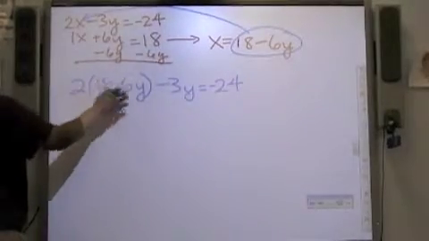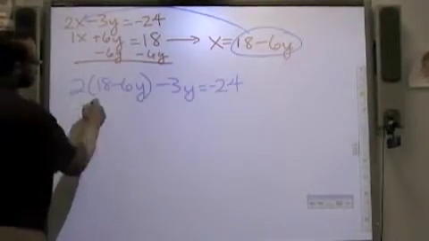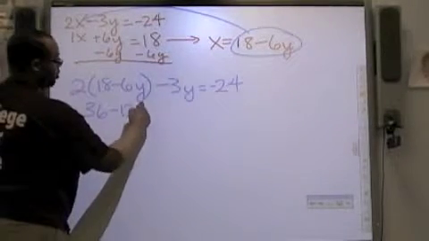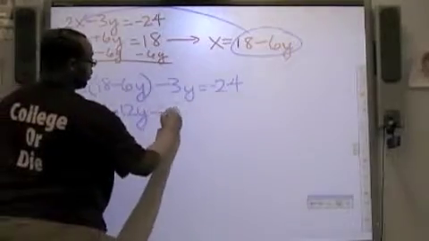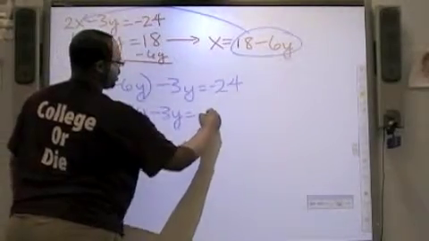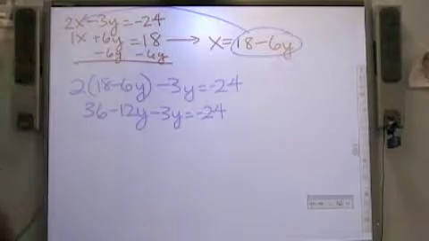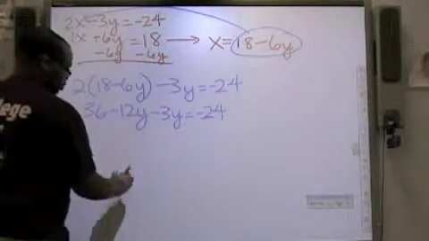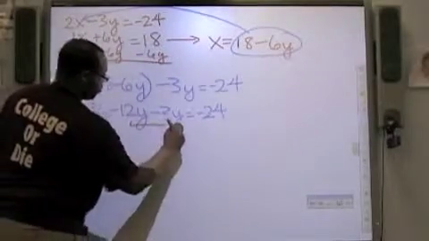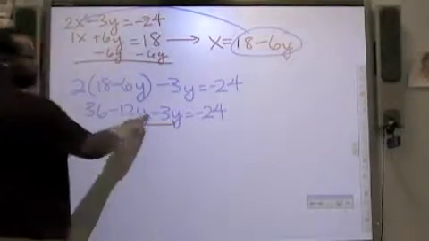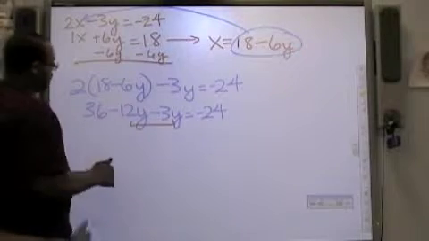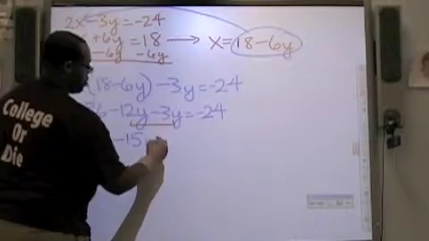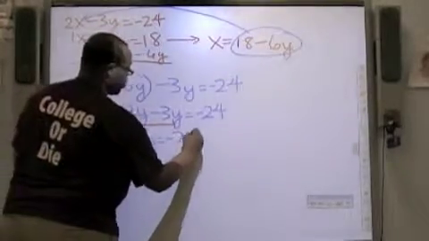So I'm going to use the distributive property here. 2 times 18 is 36. 2 times a negative 6 is a negative 12y. Minus 3y is going to equal a negative 24. Now I need to combine like terms. Negative 12y minus 3y is a negative 15y. Equals a negative 24.